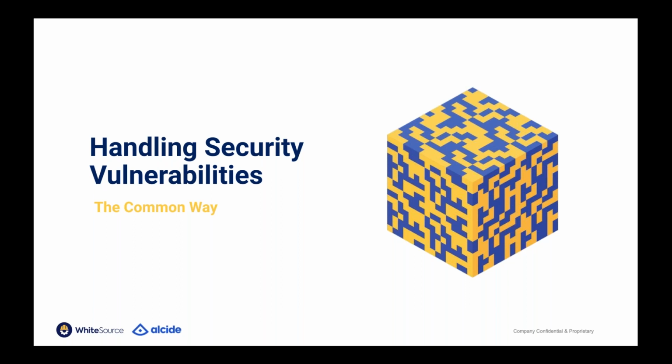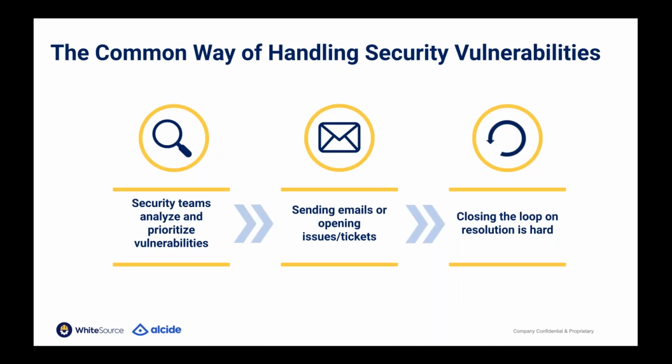So what does handling security vulnerabilities look like in most companies that I've met? It looks something like this. We have the security teams, and they analyze and prioritize the vulnerabilities. Let's say they find a specific vulnerability online or they get a report. Then they analyze it and understand that we actually have this vulnerability, and we don't have a firewall or anything to stop it from being exploited. Then what they will typically do is send an email to the developers, or open an issue or a Jira ticket for the developer to remediate the vulnerability, maybe with a suggested fix. Maybe they don't have a suggested fix and the developer actually needs to do this work.